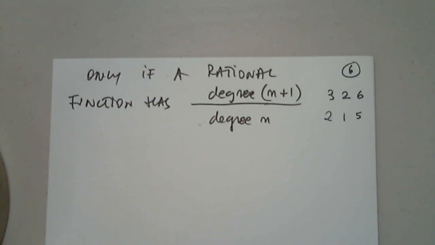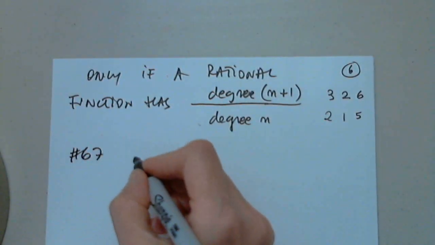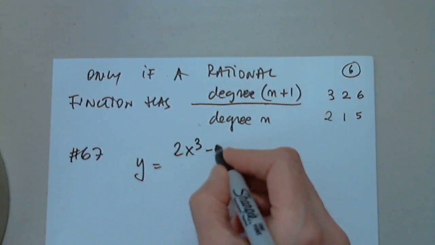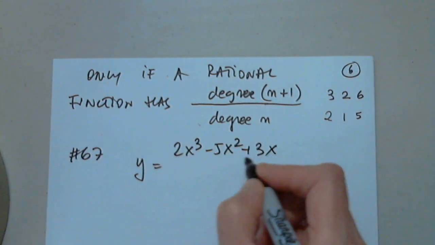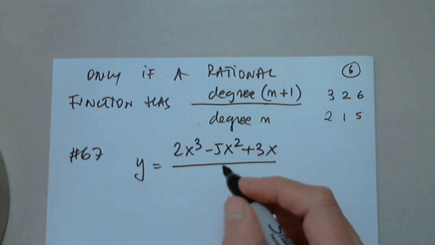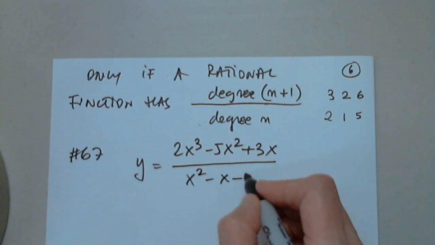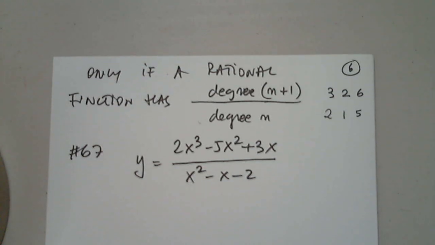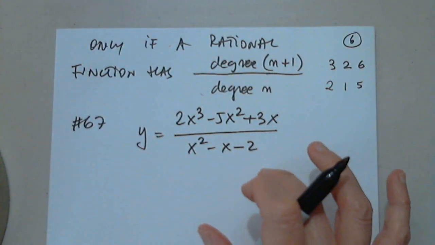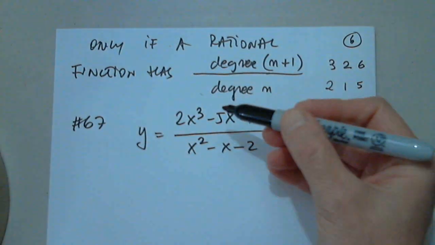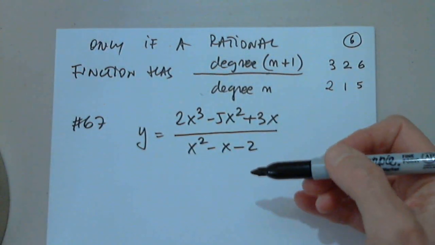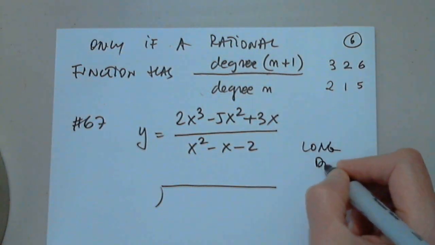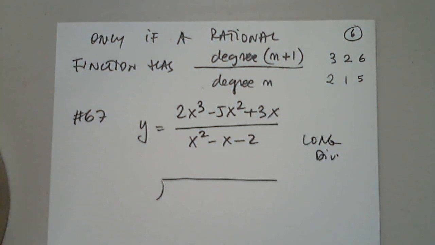Okay, I will choose 67. And I will write it 2x cubed minus 5x squared plus 3x, always in descending order, both top and bottom, over x squared minus x minus 2. So in this problem, we are only asked to find the slant asymptote. Degree 3, degree 2, it will have a slant asymptote. So we will use long division. There is no other way for this particular problem.